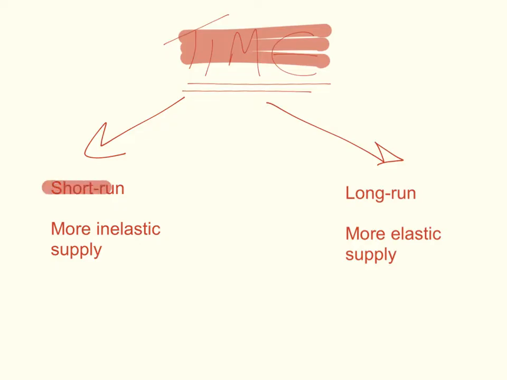In the short run, it's very hard for producers to automatically adjust their production plans. So in the short run, supply is relatively more inelastic, while in the long run, producers have a lot more time to adjust their production plans, and therefore in the long run, supply is more elastic.